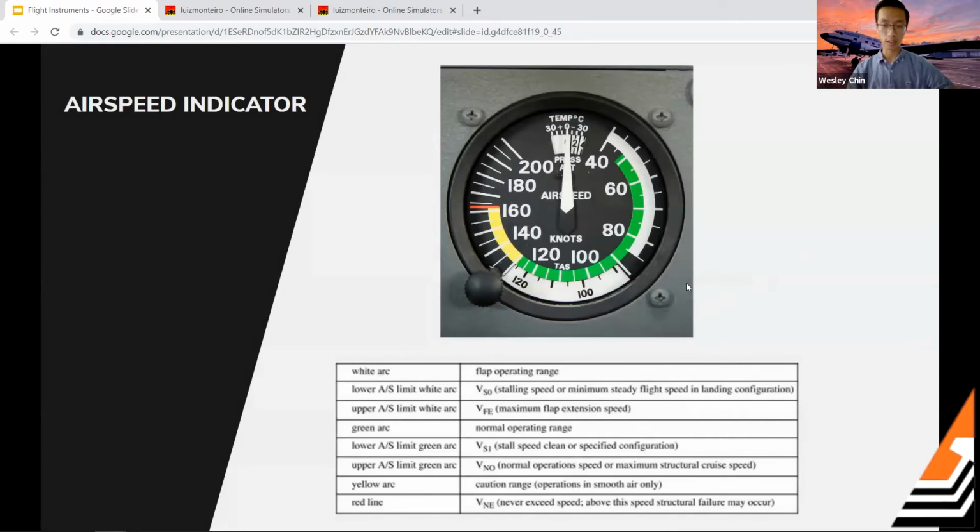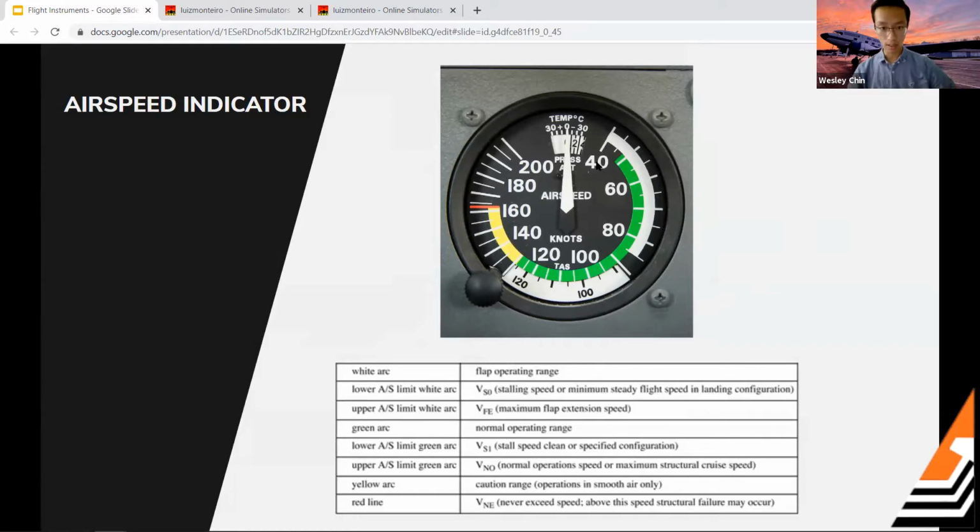This is whatever you see in your 172R, right? And this table on the bottom will show what each part of the color-coded system will indicate. So we'll start with the top here. This first white arc is your flap operating range. The bottom of the white arc, the lower limit here, is your VS0, your stall speed in landing configuration. And the upper limit of the white arc is going to be VFE, maximum flap extension speed.